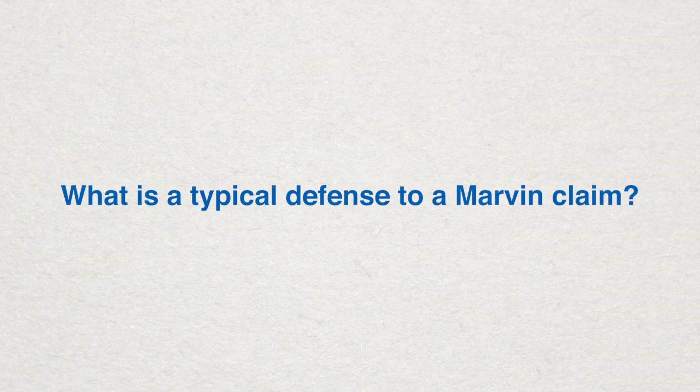So what's a typical defense to a Marvin claim? One of the most common defenses to a Marvin claim is that there was no legally enforceable contract. For a contract to be legally enforceable, there has to be an element of consideration, also known as quid pro quo. This usually requires that each party made a promise to the other and that those promises are induced by the other party. This means that one partner's one-sided promises to support the other likely is not going to be enough to be enforced through a Marvin claim.